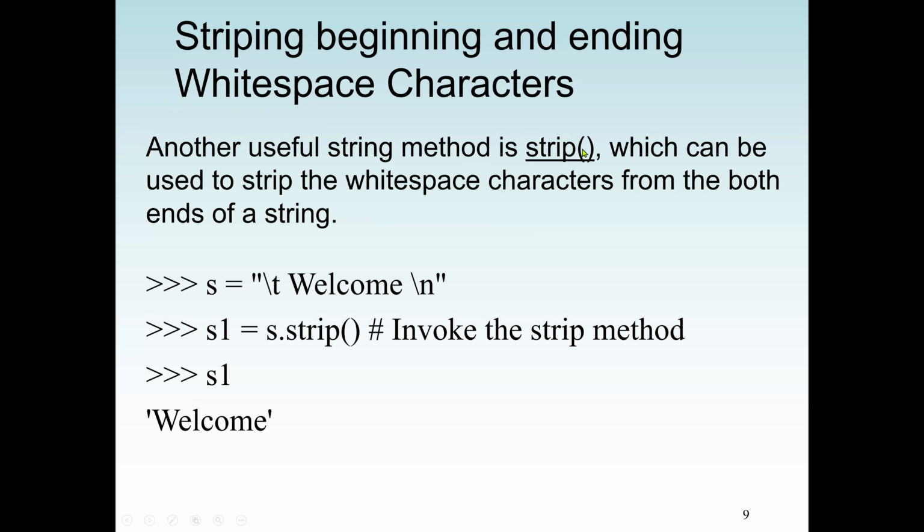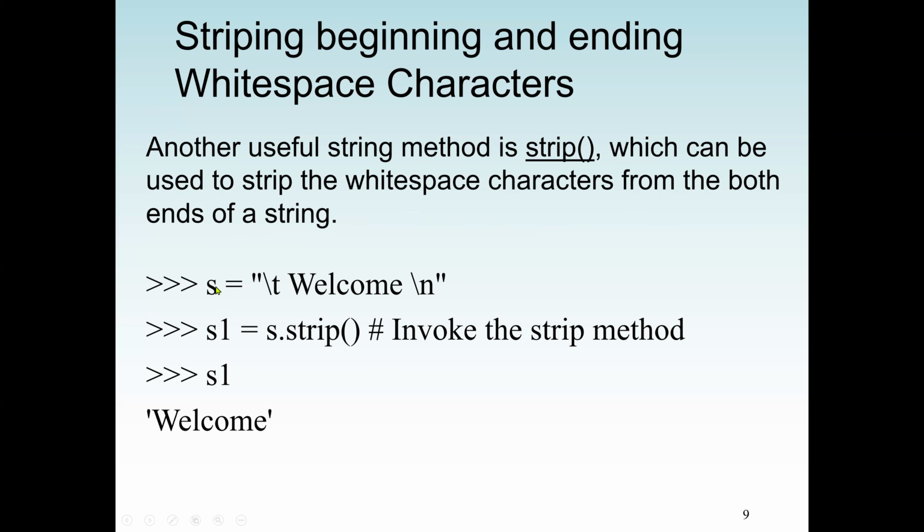But before I call strip, the same thing applies: I have to attach the object to it. The strip is again a behavior. What I want to use the strip on will be an object. The object name should come first. So we're going to see examples soon. So here we say another useful string method is strip, which can be used to strip the whitespace characters from both ends of the string.